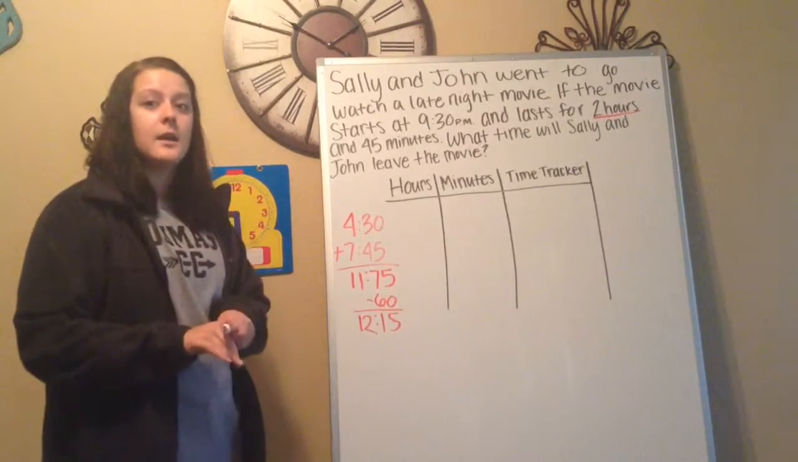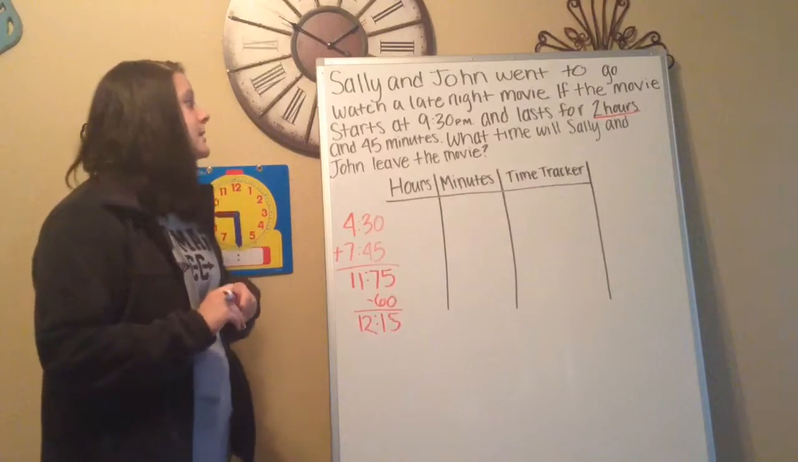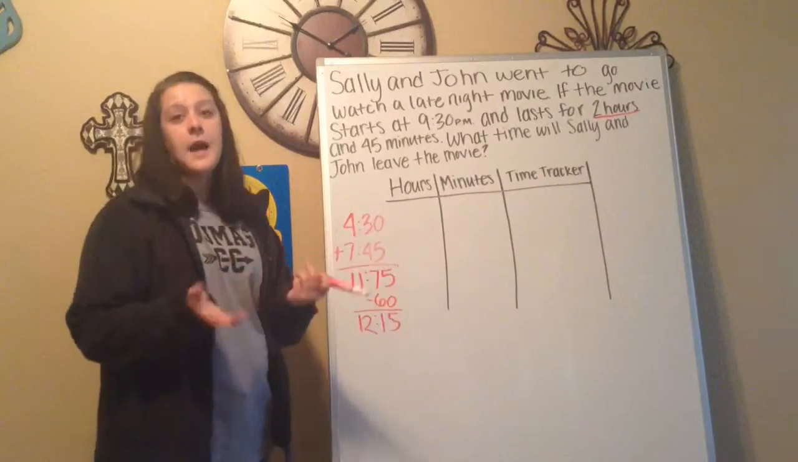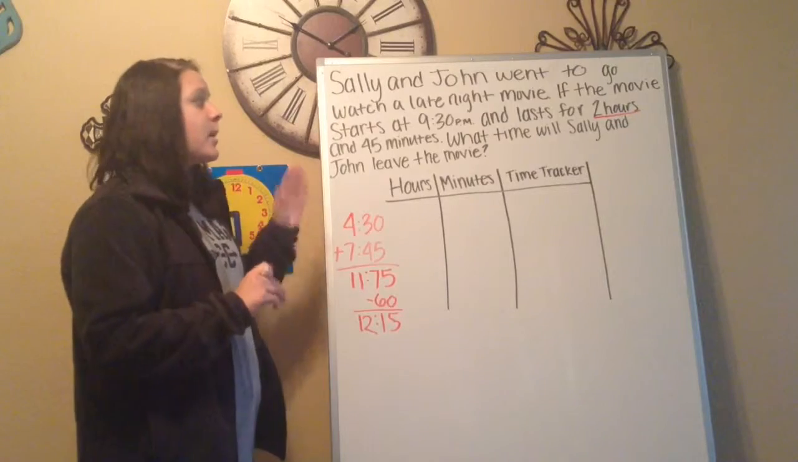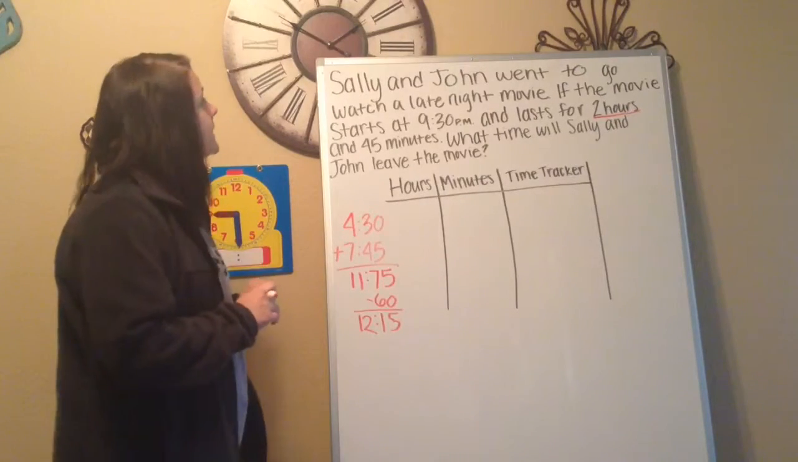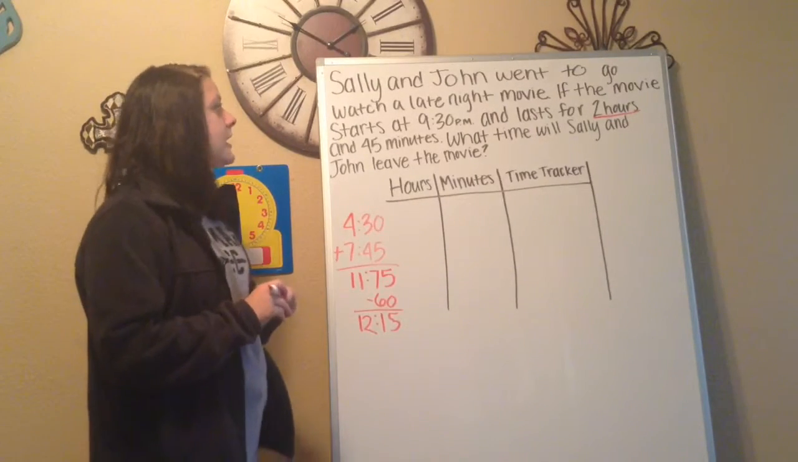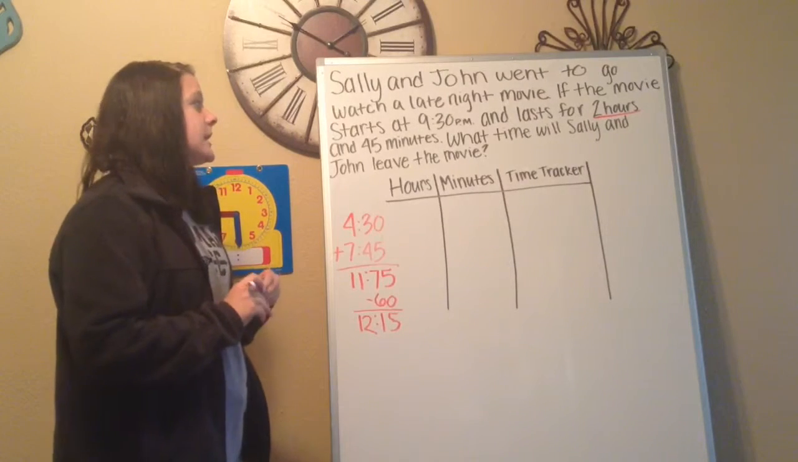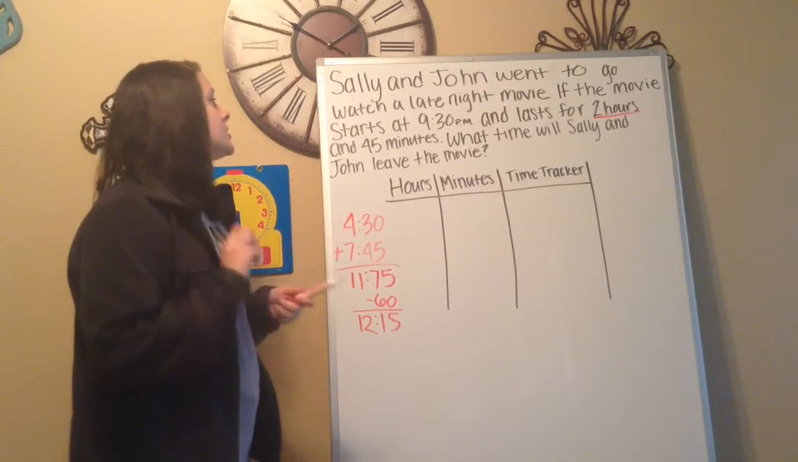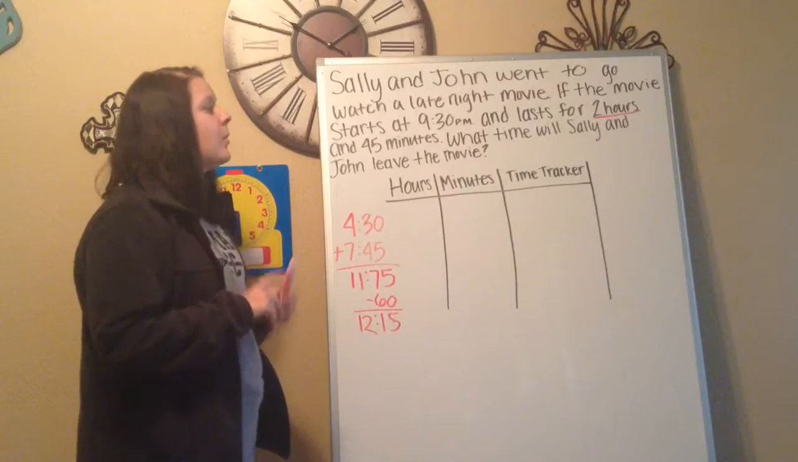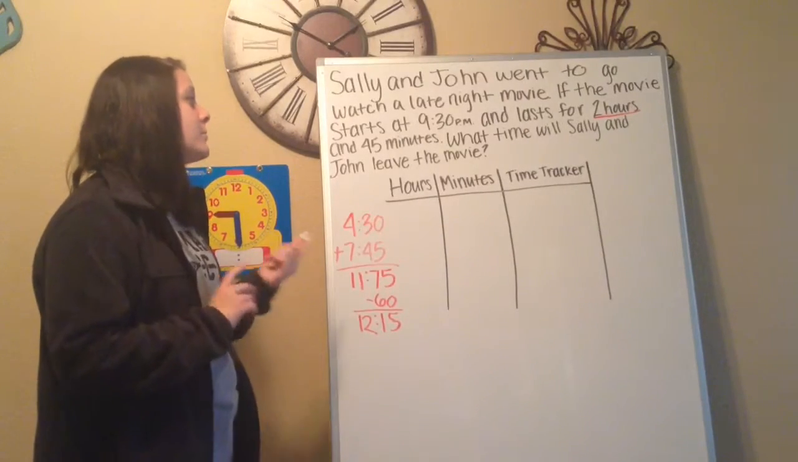So one way to help overcome this struggle with students is to use the SET model with a time tracker. So for our first problem, that's how we're going to solve it. And it says, Sally and John went to go watch a late night movie. If the movie starts at 9:30 p.m. and lasts for 2 hours and 45 minutes, what time will Sally and John leave the movie?